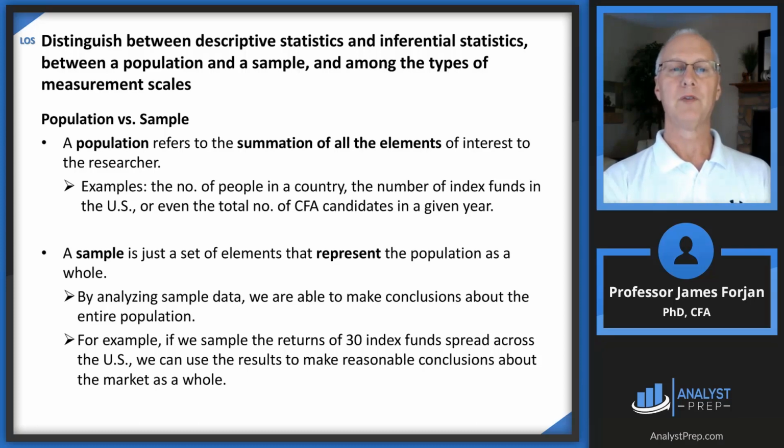Distinguish between populations and samples. A population is a summation of all elements. In other words, it's the totality of observations. For example, the total number of CFA candidates in a given year, or the total number of people in a country, or the total number of people living in my house. A sample, on the other hand, is part of that population, and a sample should represent all of the elements of the population as a whole.